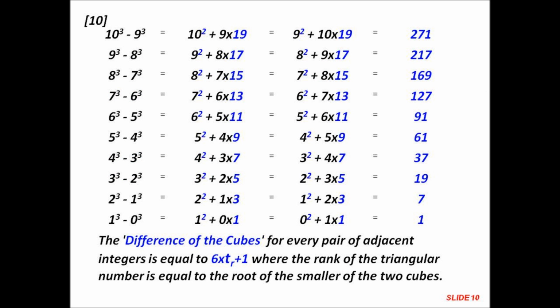This is a copy of the table of slide 5, but just for the cubes, but with the extremely important statement added as a footer to the table, which says: the difference of the cubes for every pair of adjacent integers is equal to 6 times a triangular number plus 1, where the rank of the triangular number is equal to the root of the smaller of the two cubes.